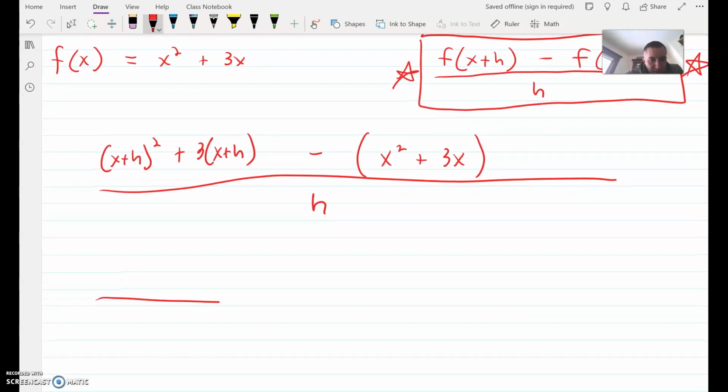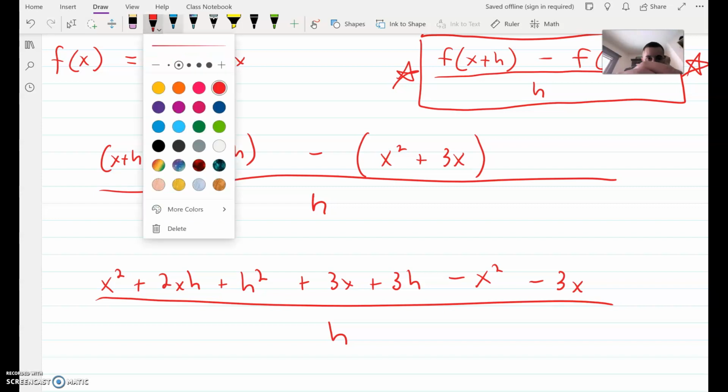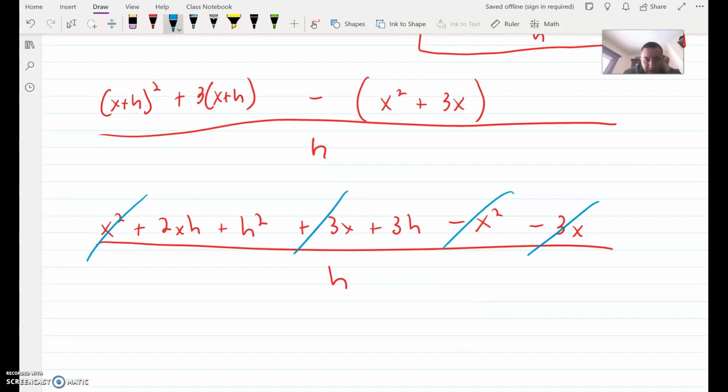I might have time. Let me just go until the video stops. X plus h squared. That's x squared plus 2xh plus h squared. You can do that in your head. You're getting better. Plus 3x plus 3h minus x squared minus 3x. And at this point, you just start looking for stuff to cancel. X squared, 3x, 3x. And from there, you'll stack it, factor out an x, and go.